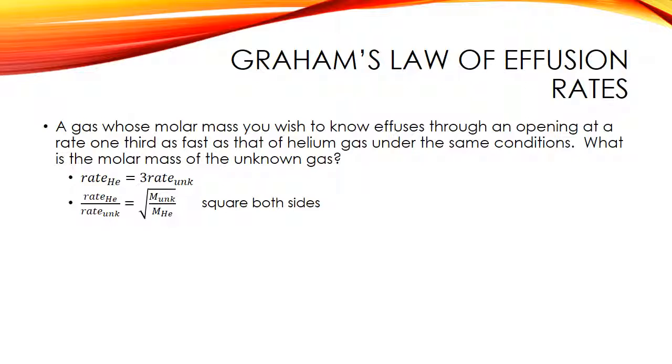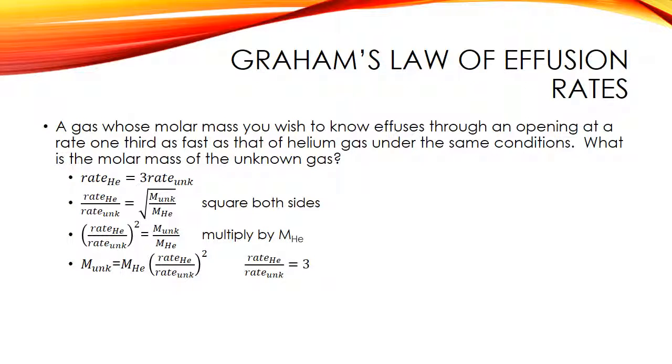So the first thing I want to do is get rid of this square root. So I'm going to square both sides. That'll get rid of the square root. So on the left side I have the ratio of the rate of the helium compared to the rate of the unknown squared, which will be equal to the mass of the unknown divided by the mass of the helium. So to get the mass of the unknown by itself, I'm going to multiply by the molar mass of the helium. That'll get it to the other side. So that gives me the molar mass of the unknown equals the molar mass of the helium times the square of the rate of the helium over the rate of the unknown.